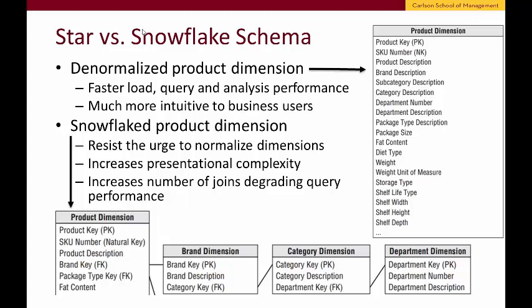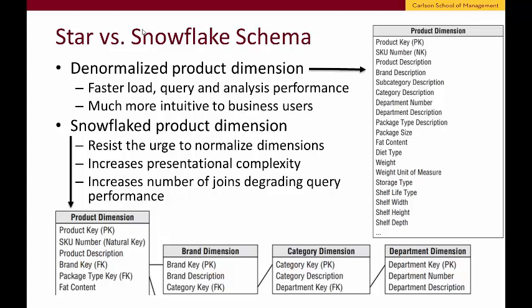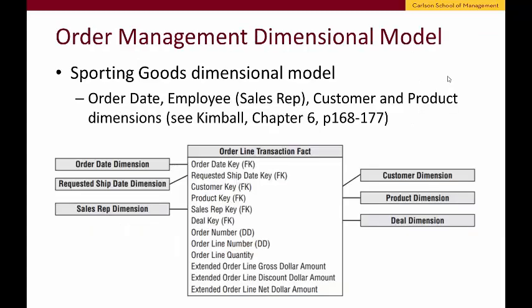Keeping the highly denormalized design, like the one two slides ago, makes it simpler to understand, work with when designing queries, faster to run those queries, and then easier to interpret the results. So this slide shows the snowflaking of the product dimension down towards the bottom, as opposed to, or versus, keeping it denormalized in the top right corner of the slide. And before going into our order management dimensional model, this is a good place to pause.